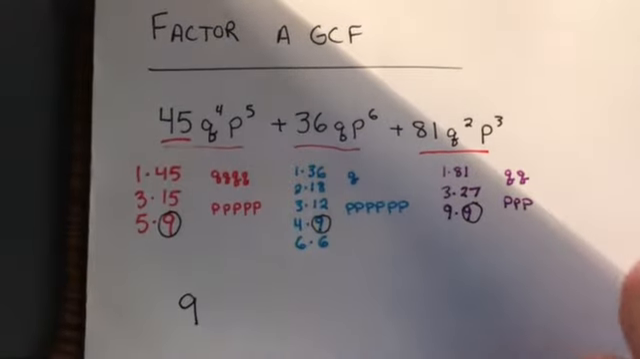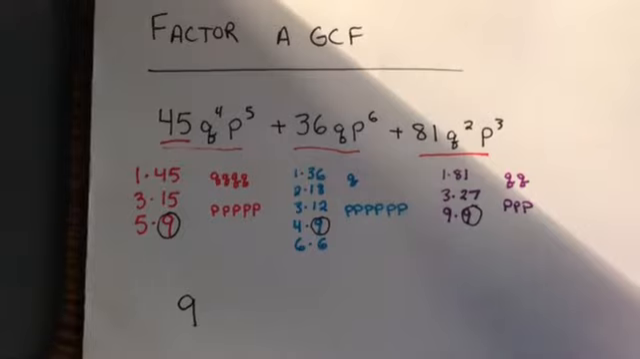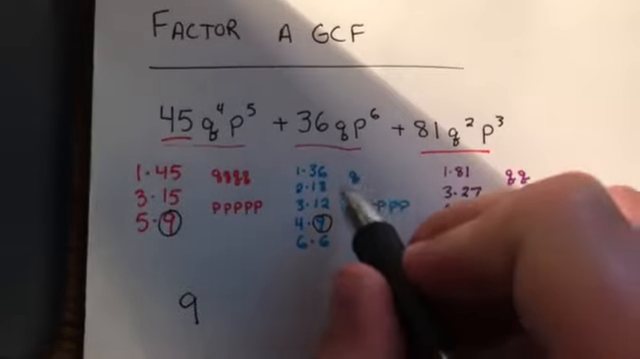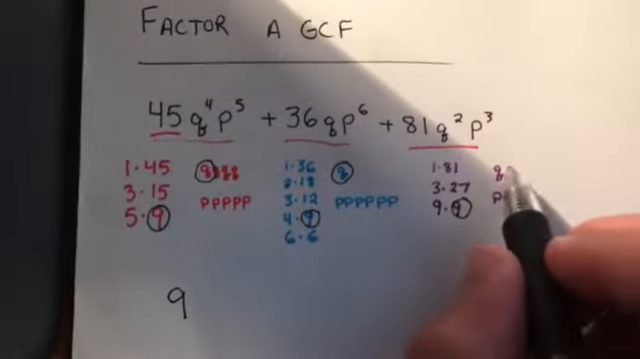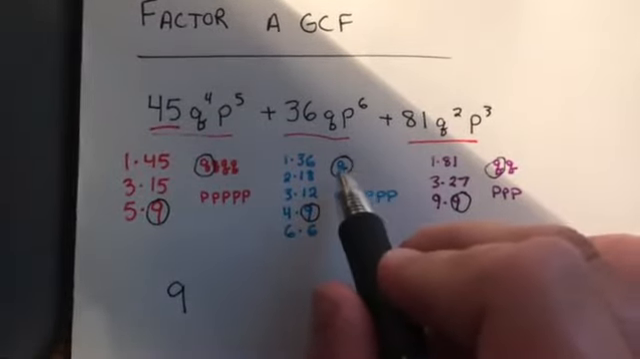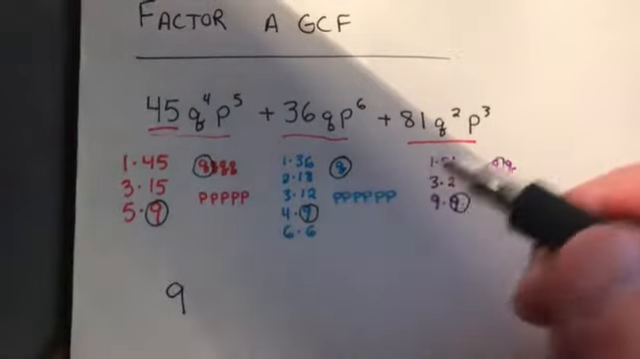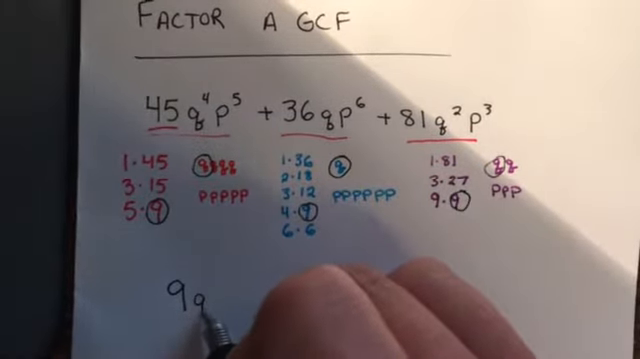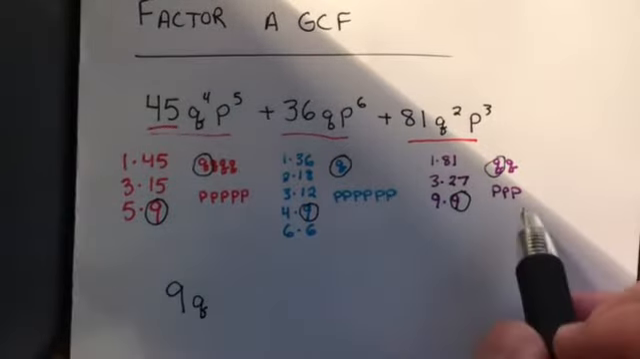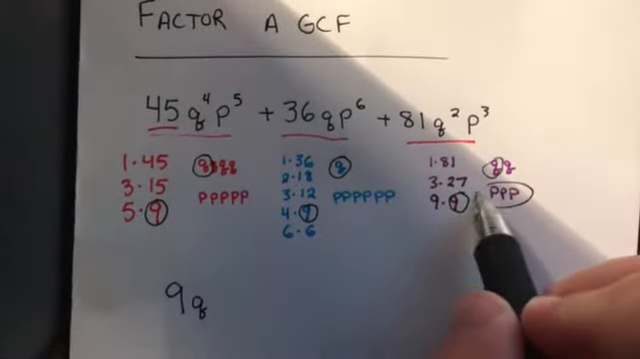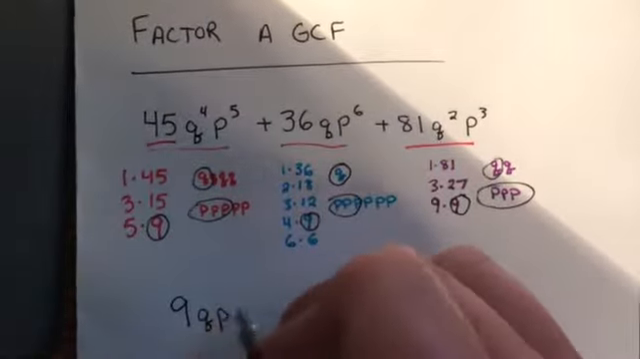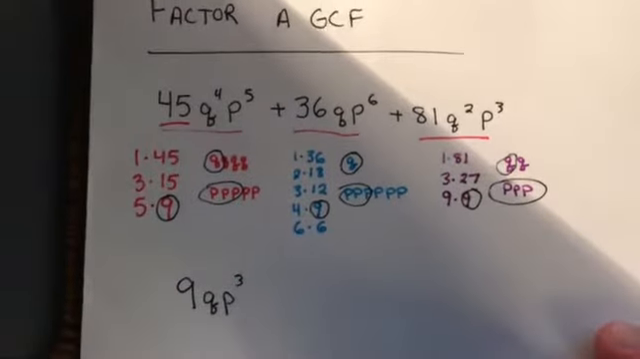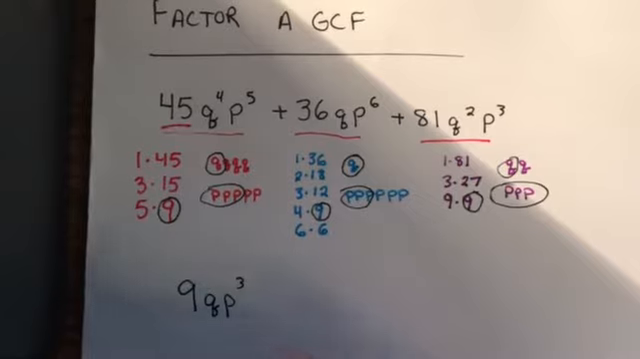But I also have a variable part. I need the largest variable part that's common to all three lists. Now, the biggest q term is just q. Since there's only a single q in this middle term, the greatest common q component is just q. And then as far as p goes, there's only 3 of them over here. So 3 are common to all three lists. So I would write p to the third. Now my greatest common factor altogether is 9q p to the third.